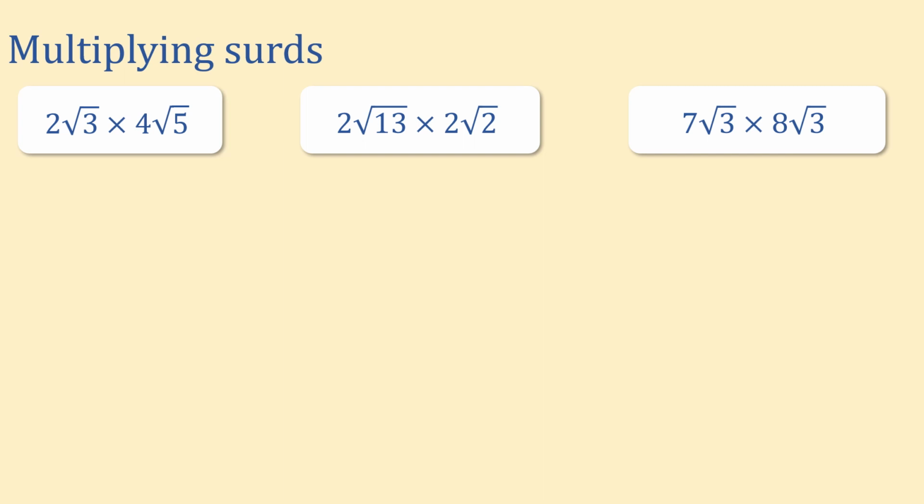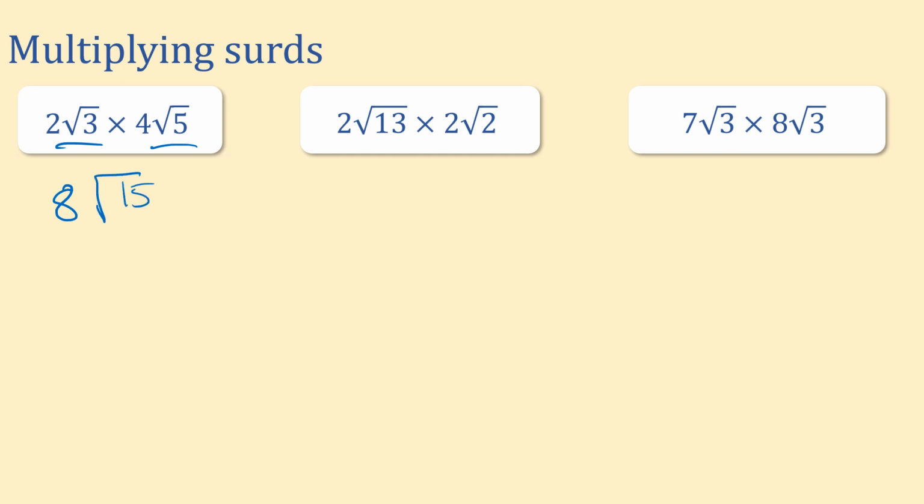Right, let's multiply these then. I alluded earlier to the fact that the quickest way to do these is to deal with the whole number parts first. So let's do 2 times 4 is 8. Then do the surd part. Root 3 times root 5 is root 15.